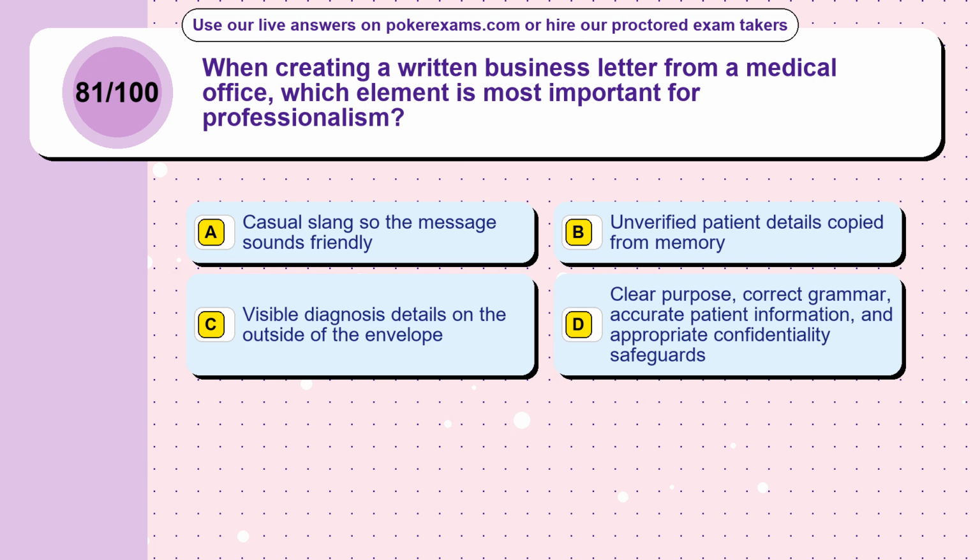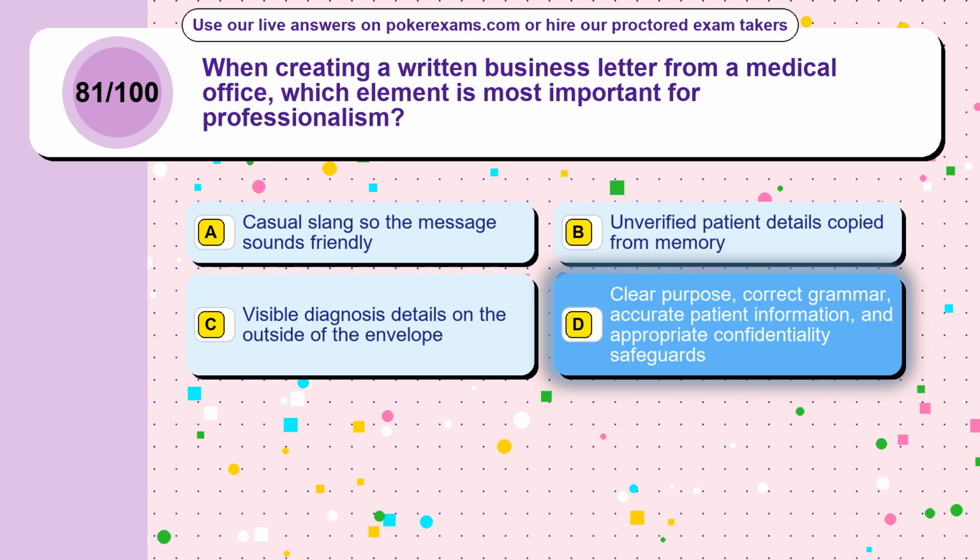Question 81. When creating a written business letter from a medical office, which element is most important for professionalism? Option A. Casual slang so the message sounds friendly. Option B. Unverified patient details copied from memory. Option C. Visible diagnosis details on the outside of the envelope. Option D. Clear purpose, correct grammar, accurate patient information, and appropriate confidentiality safeguards.